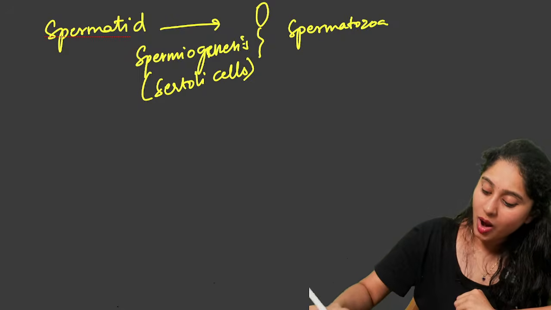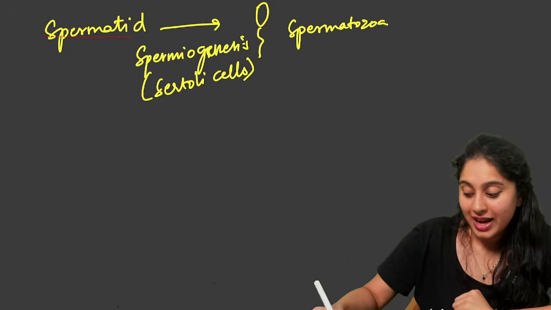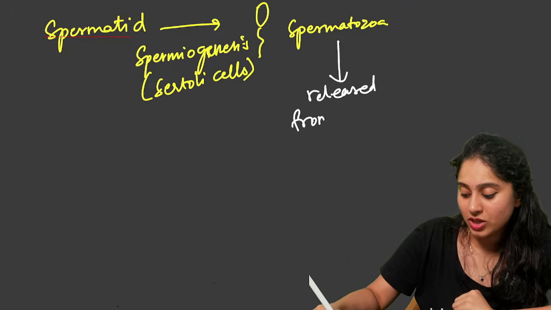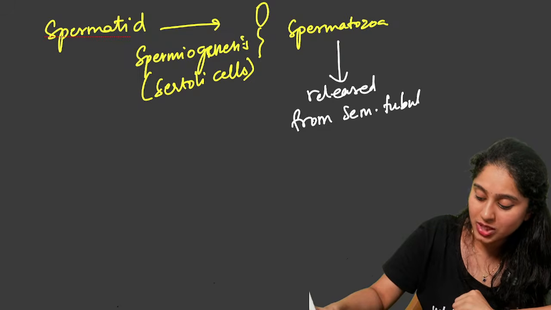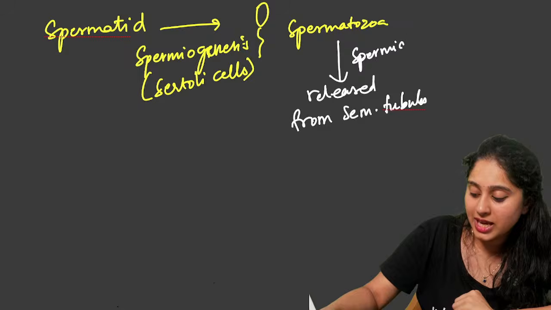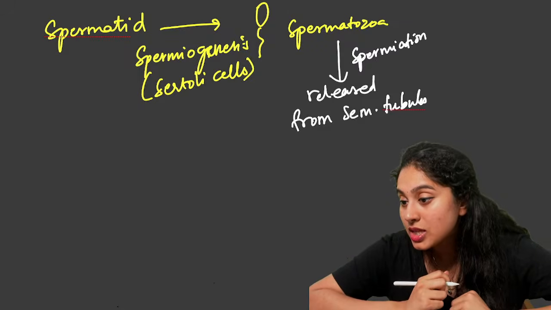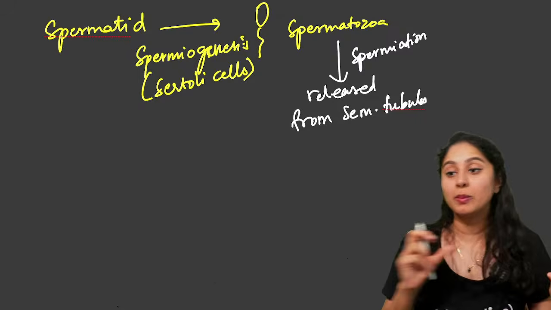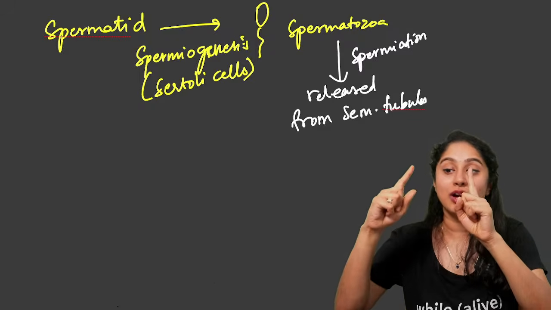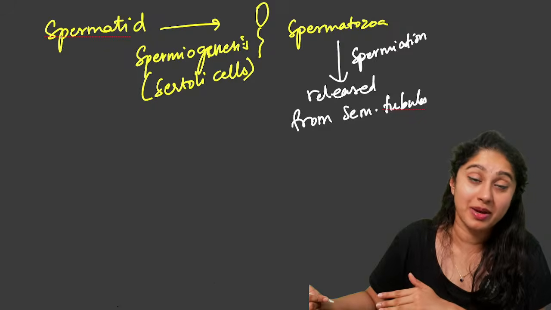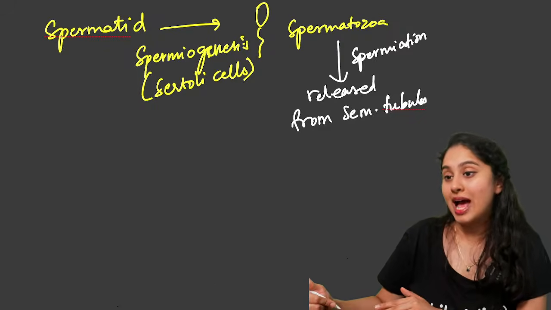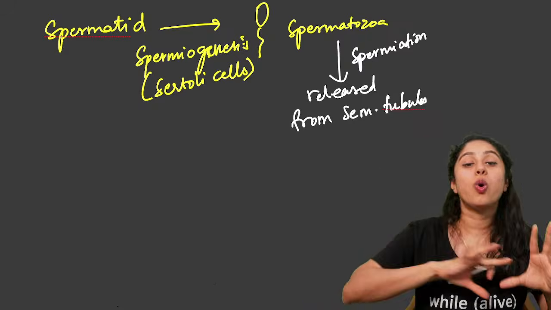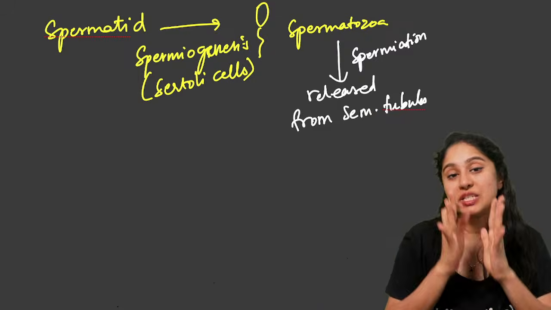Alright. Once the spermatozoa is ready, it has to be released from the seminiferous tubules. Release from the seminiferous tubules is what we call spermiation. Is it clear to you? So the process of converting a spermatid into a spermatozoa is spermiogenesis, and spermatozoa being released from the seminiferous tubules is what we call spermiation. Clear, everyone? This whole process is what we term spermatogenesis.